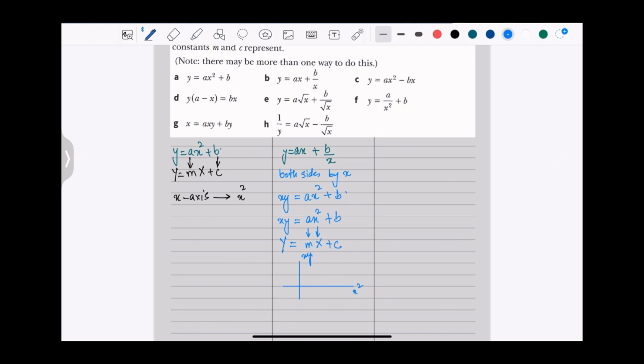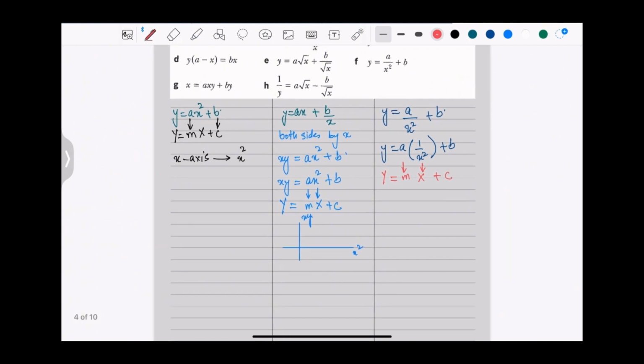Now let's look at another question here: y equals a over x squared plus b. I'll give you both perspectives. Straight away, if you see this, y equals a times 1 over x squared plus b. As you can see, this is y, this is m, and on the x-axis, if you take it as 1 over x squared, it becomes linear.